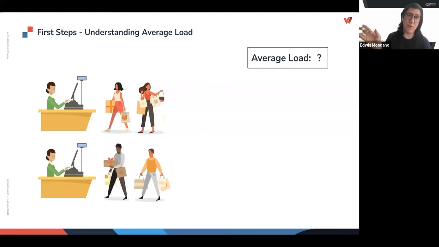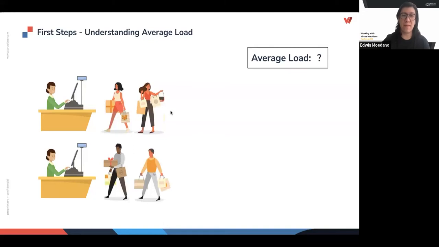So maybe we can add another processor to our server, and we're going to have a dual processor, and maybe the 4 processes that were in line were distributed between the 2 cashiers. A question to the public, and feel free, anyone can answer. What could be the average load right now for this particular system with 4 processes and 2 processors?